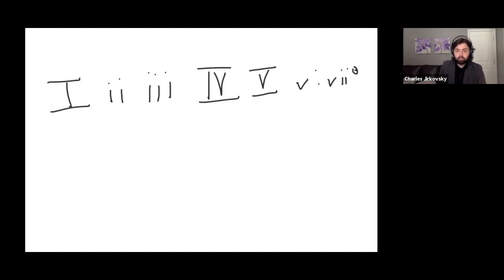So it would be D, the 2 is E, and this tells me it's minor. 3 is F sharp, this tells me that it's minor. 4 is G, this tells me that it's major. 5 is A, this tells me that it's major. 6 is B, this tells me that it's minor. 7 is C sharp, this tells me that it's diminished, and then we finish off with one more D. So that's the key of D. Now, can you please do the same thing with the key of G?